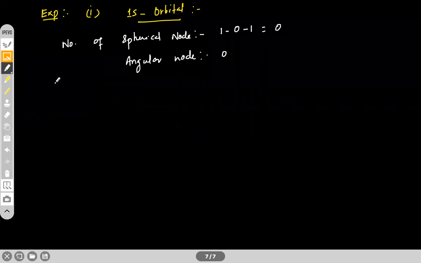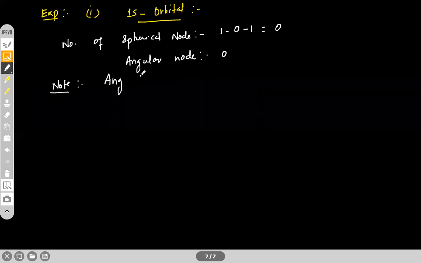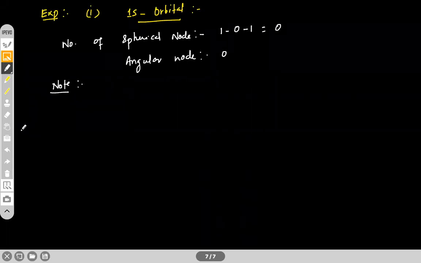Yes, so write down this point, note: the angular node is always 0. Or write it like this: there is no angular node for the s subshell, because L is 0. This is one thing.